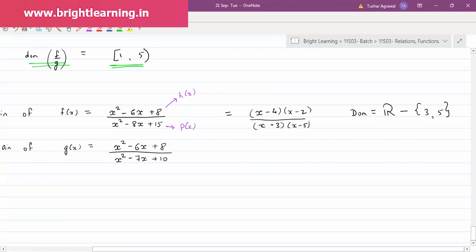Because at 3 and 5, this subtraction that I'm doing is subtraction of 2 points from the set of real numbers. I'm removing just 2 points, so everywhere else it is defined. Is this clear to everyone? This is the domain of f of x, the complete division.